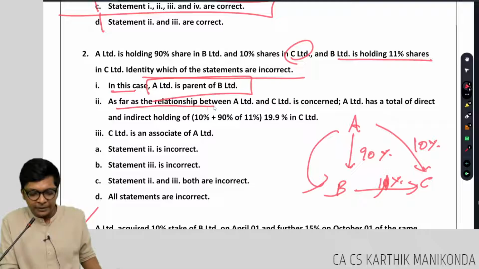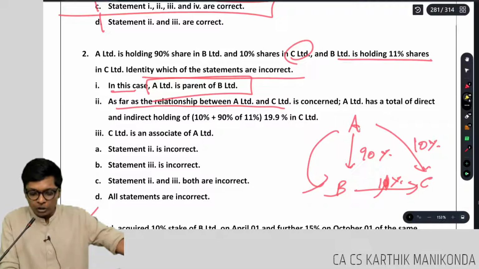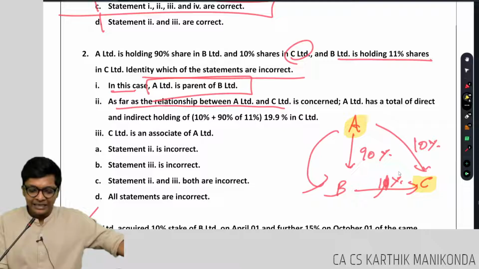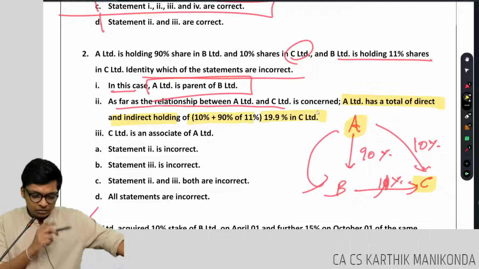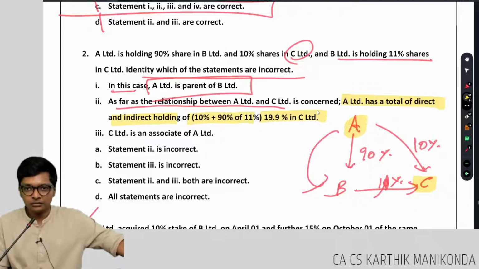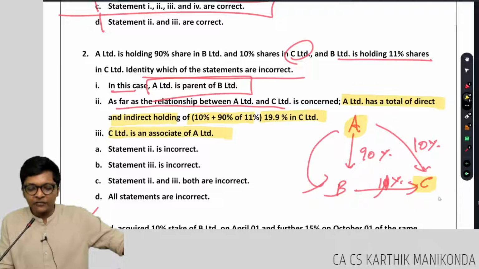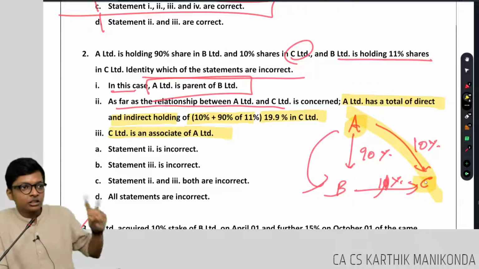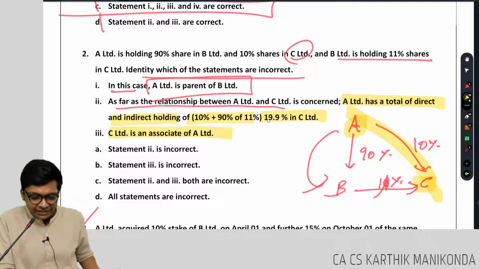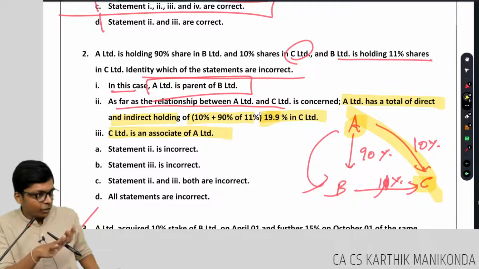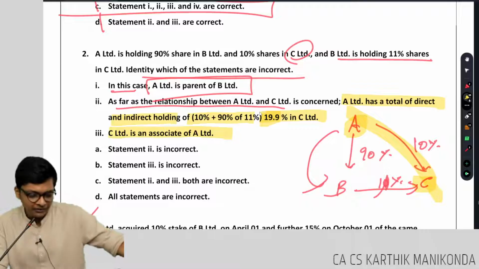As far as the relationship between A and C is concerned, A has a total direct and indirect control of 10 plus 90 plus 11, 19.9% in C, something they have written wrong. Then C Limited is an associate of A Limited. Is C an associate of A? No. For associate you want how much? 20%. I think this number, is it correct for you guys in print? 19.9 is given, no? Okay, fine. Next.